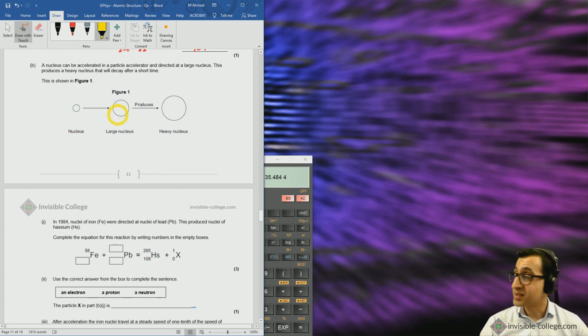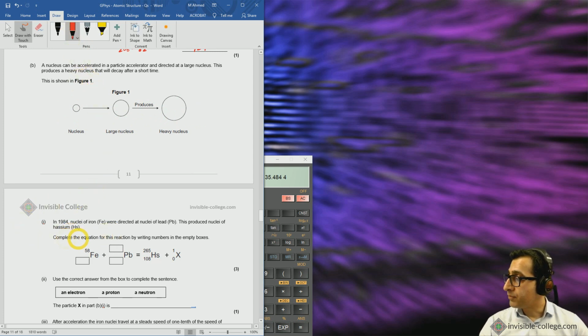A nucleus can be accelerated at a larger nucleus to produce a heavier nucleus. Now, the aspect of your learning that should spring to mind here is the idea that nuclei can absorb other nuclei. So we already saw what happens when a nucleus absorbs a neutron. It becomes a larger nucleus. So here we're starting with a smaller nucleus, and it's being absorbed by another nucleus to produce a larger nucleus here. And they're even giving you a diagram to illustrate this principle here.